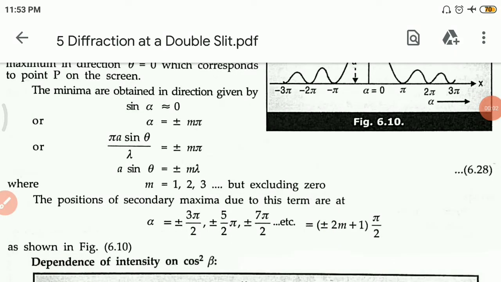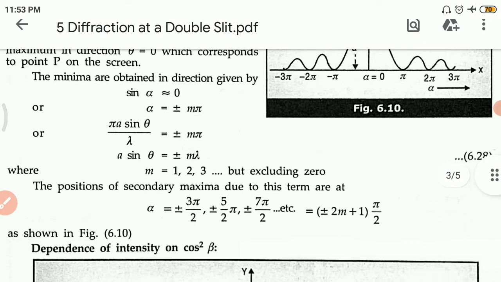So this was the dependency of intensity on the first term, that is a square sin square alpha by alpha square, from which we got the diffraction pattern. Then now we will see its dependency on the second term.